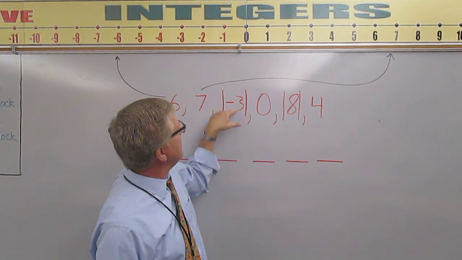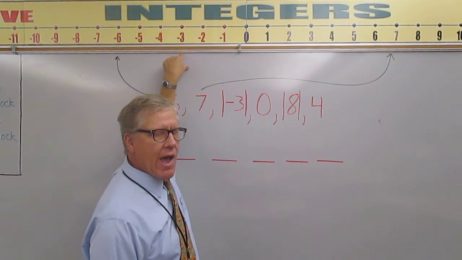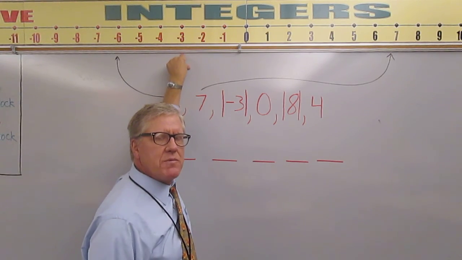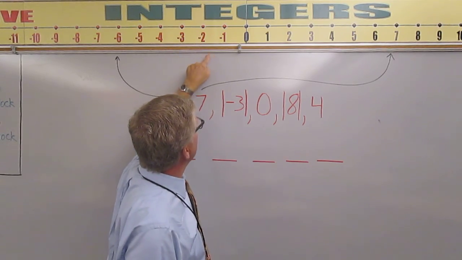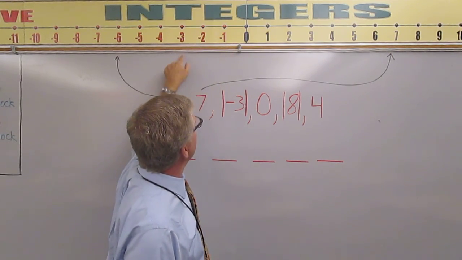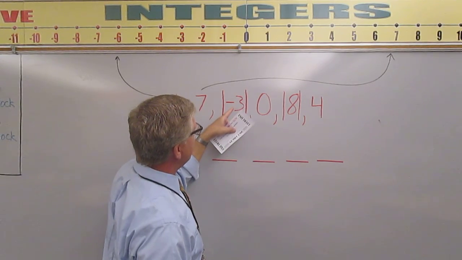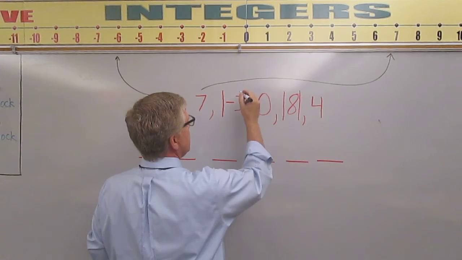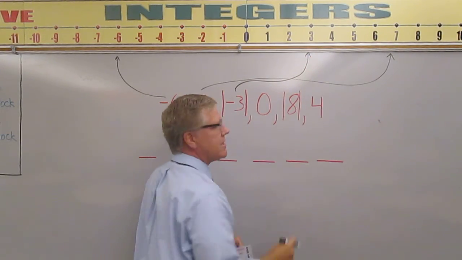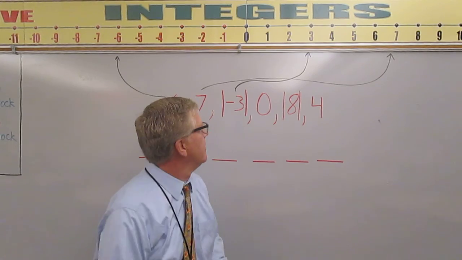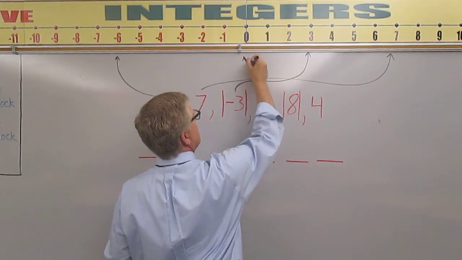So -3, let's go to -3. 1, 2, 3. How many units is that from 0? It's 3, isn't it? If we count it, we can go this way. 1, 2, 3, 1, 2, 3. It's 3 away from 0. So the absolute value of -3 is going to be 3. It's positive. Absolute value is always positive.